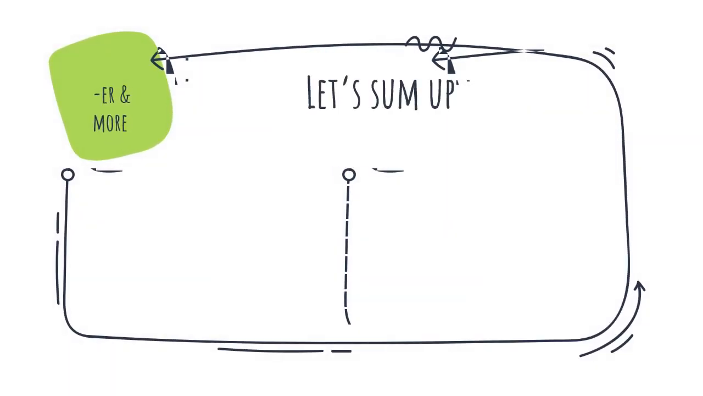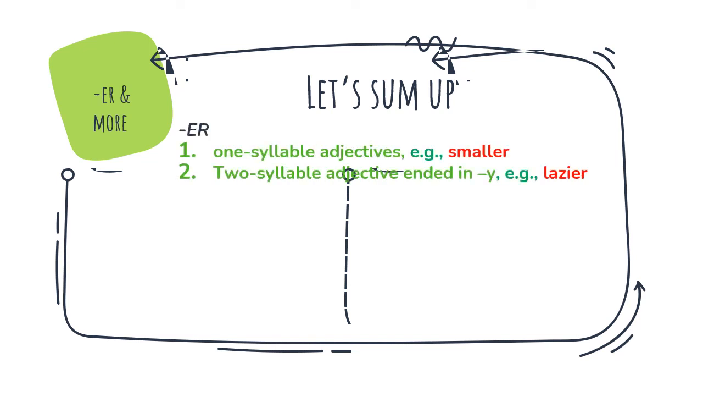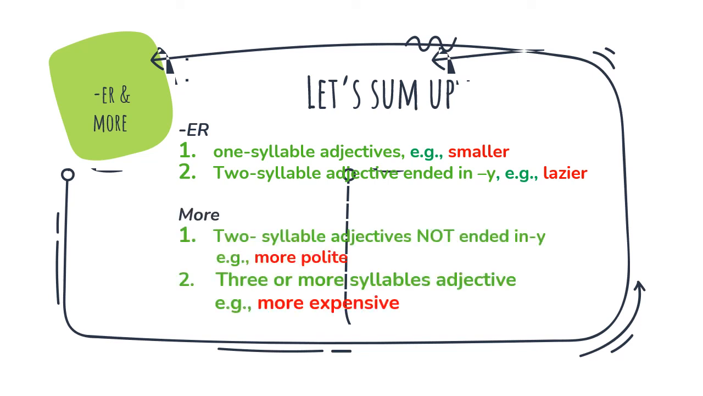Okay, let's sum up today's lesson. First, we have discussed the rule of -er for comparisons. Number one, we use -er for one-syllable adjectives such as smaller. And then number two, -er is used when two-syllable adjectives end in y, such as lazier. And then second, we have discussed more for comparison. Number one, more comes into play when two-syllable adjectives do not end in y, for example, more polite. And rule number two is we use more when adjectives of three or more syllables come into play, such as more expensive.